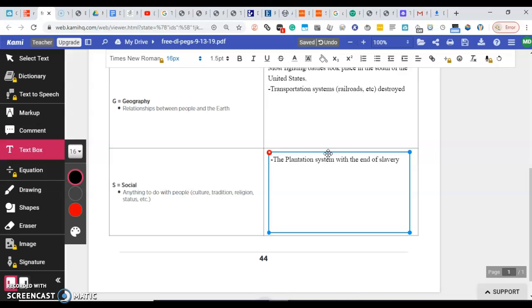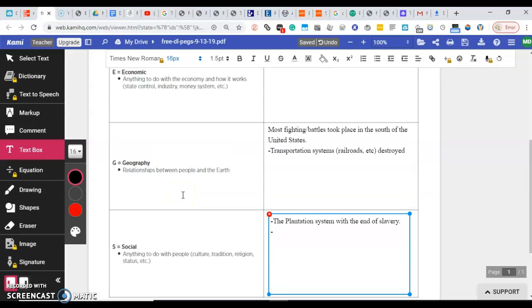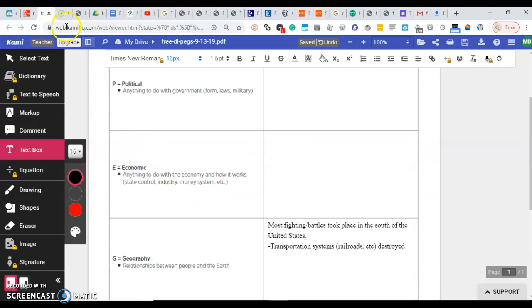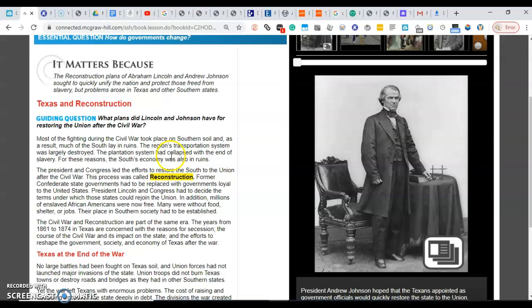Okay, so slavery was ended because the war was won. Lincoln had set everyone free, set all the slaves free with the Emancipation Proclamation, even though it didn't really happen until a little bit later. And so that's a social change. Okay, so plantation system ended, slavery ended. All right, let's continue.